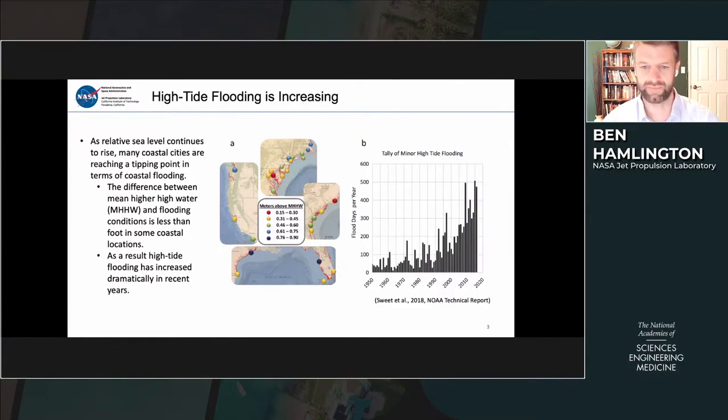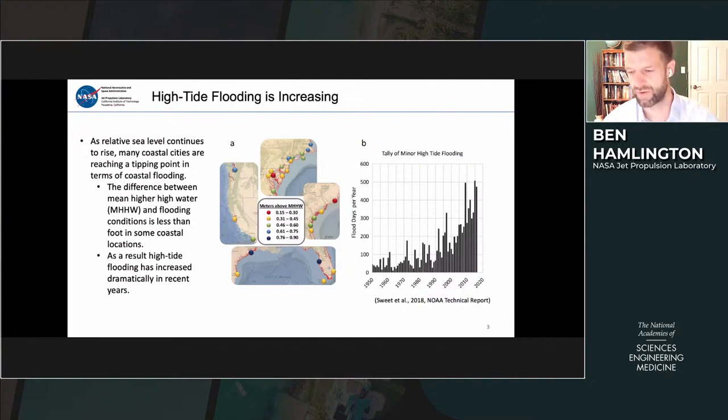So in that panel A, in the middle of your screen here, these are the thresholds. So this is the gap, that freeboard gap between mean high water, so your kind of typical high tide, and then when you start to enter into flooding conditions. This is in meters. And for some of the areas around the United States, we're now less than a foot of available freeboard. So it really doesn't take much to push from high tide into flooding conditions.